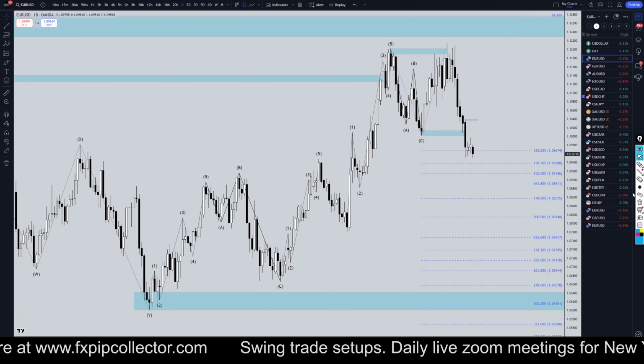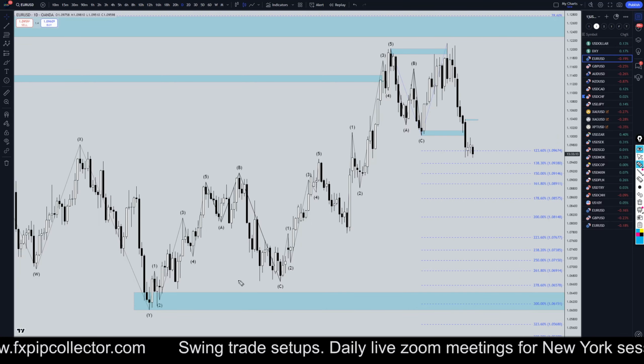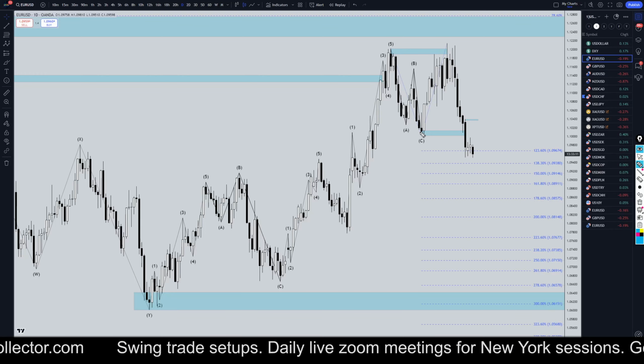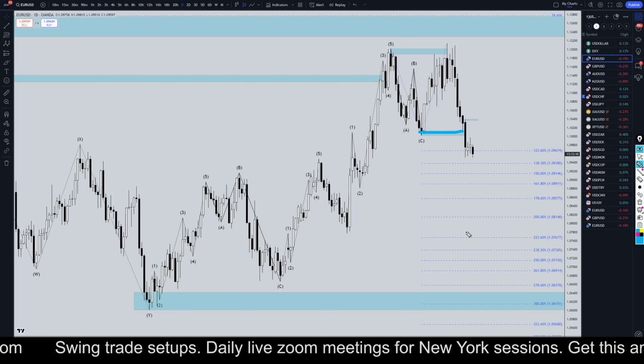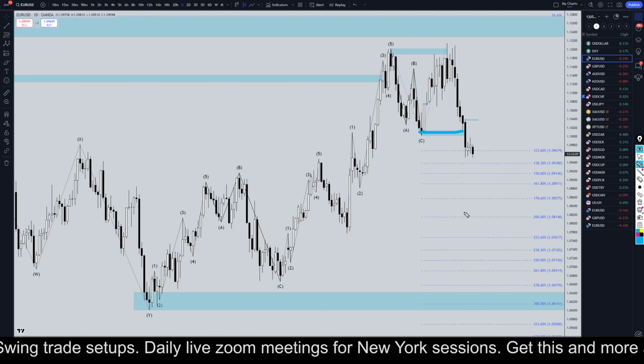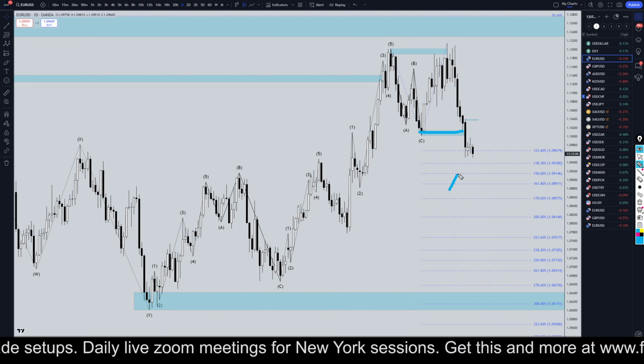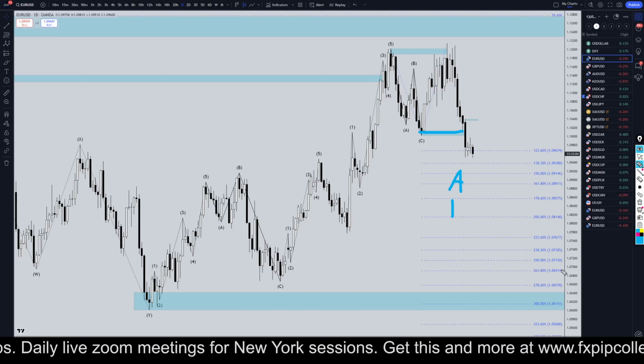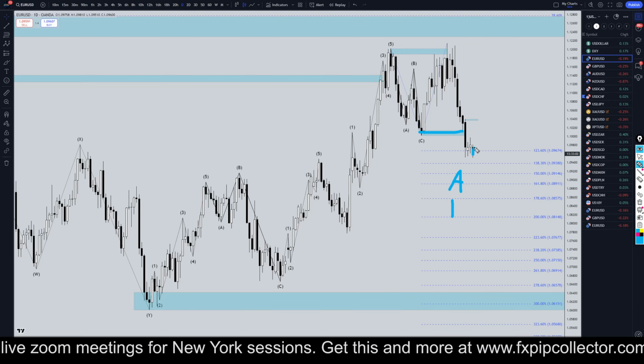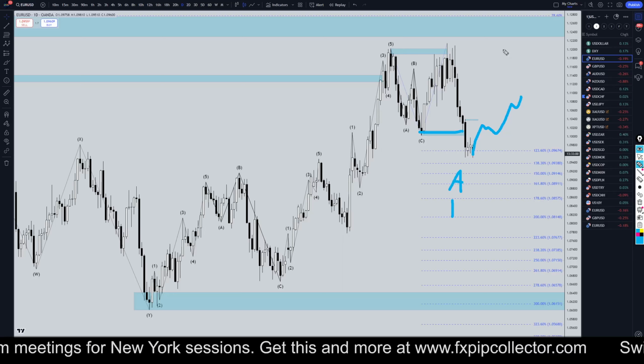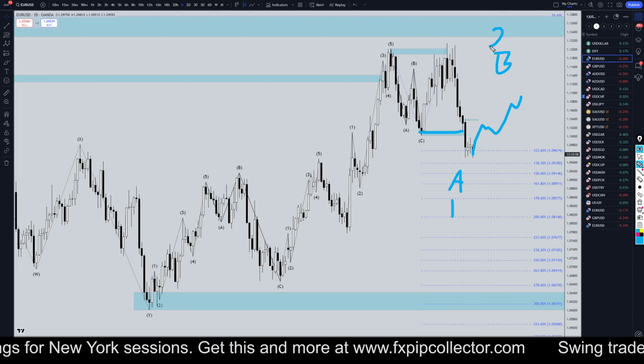Going down to the daily time frame, we definitely do have a 5-wave shape right here. We definitely do have a breaker structure, so we should be looking for shorts right now. Now, this first move down, I would assume is a wave A or wave 1. And I would also assume the next move up would likely be a wave B or a wave 2.